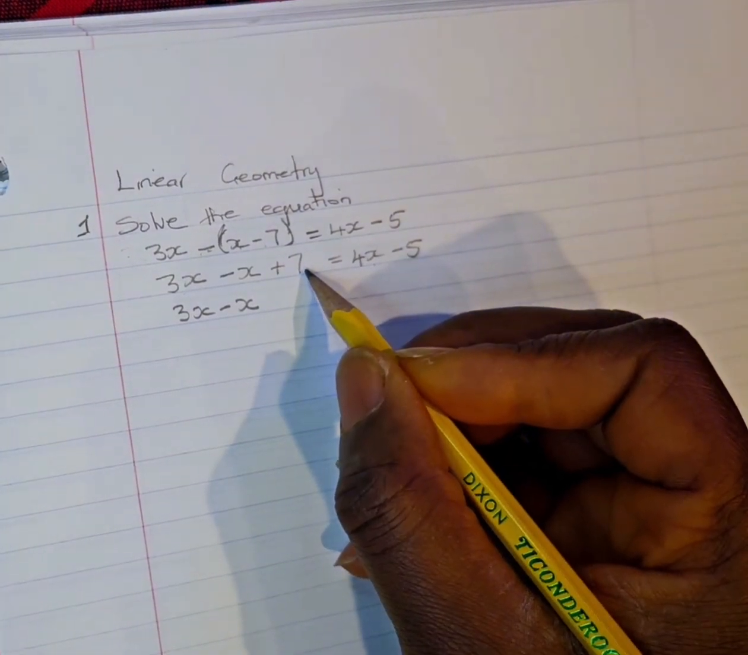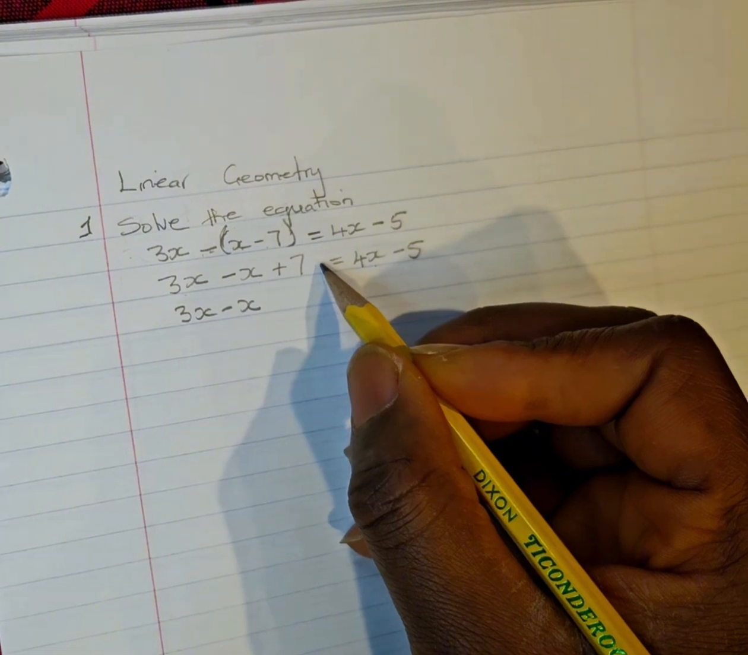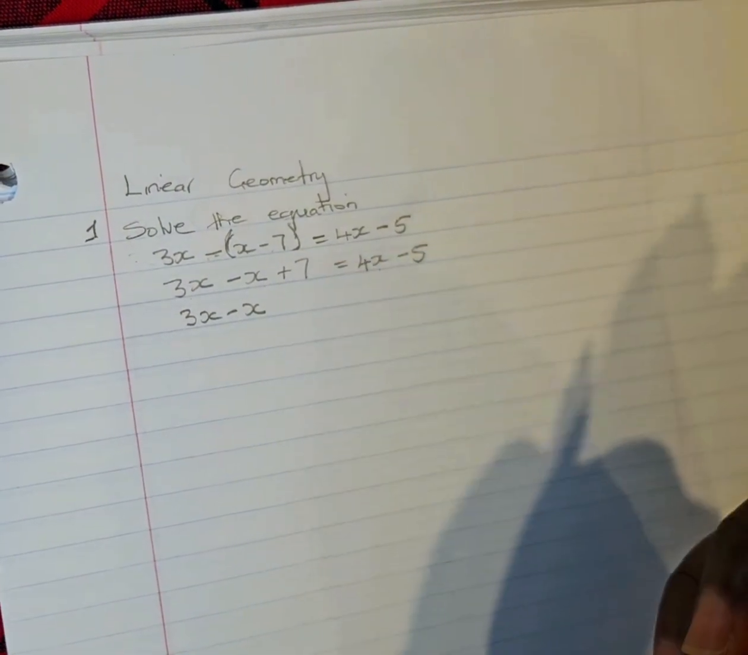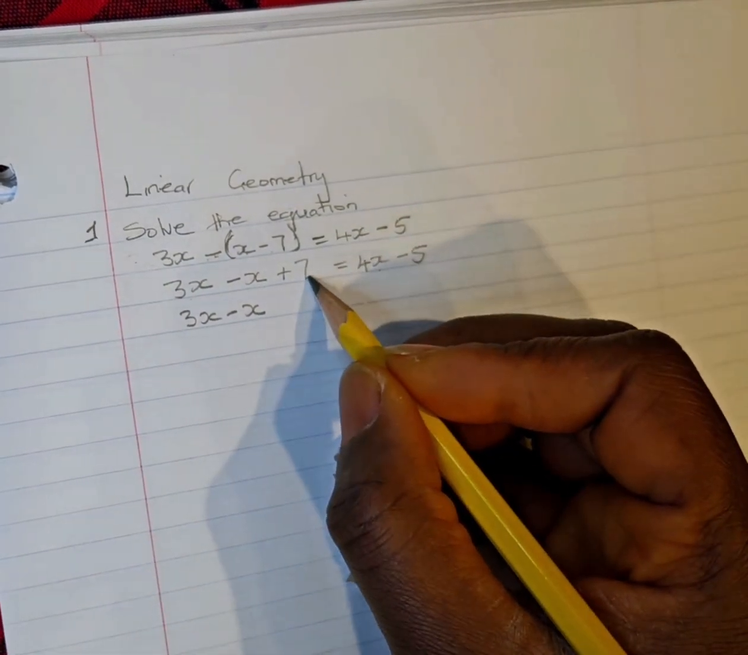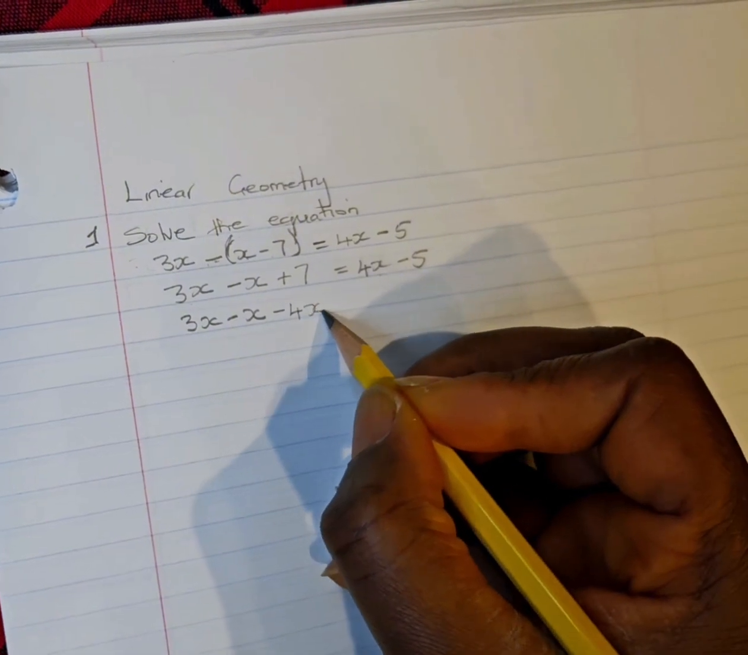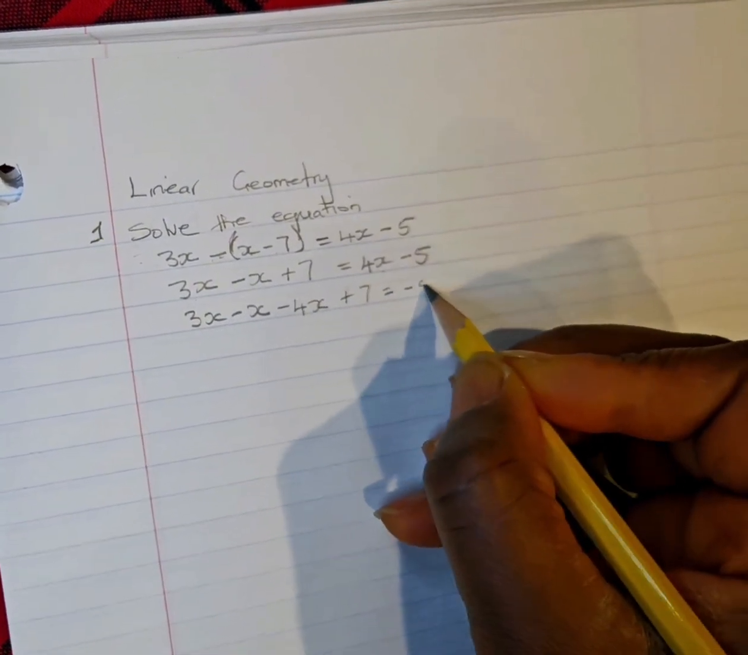And if you are a math student, you know if you cross an equal sign with a number, the sign in front of that number changes. So if I cross it to this side, it becomes minus 4x. Minus 4x plus 7 equals minus 5.